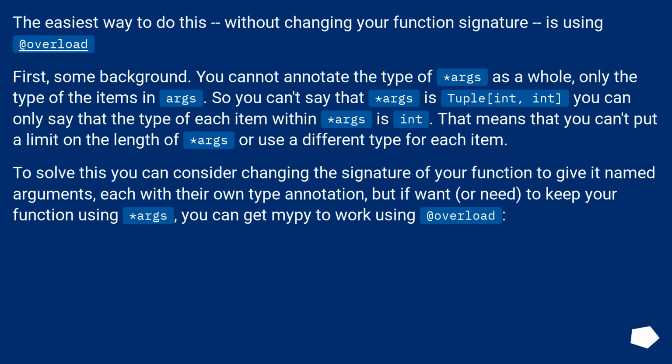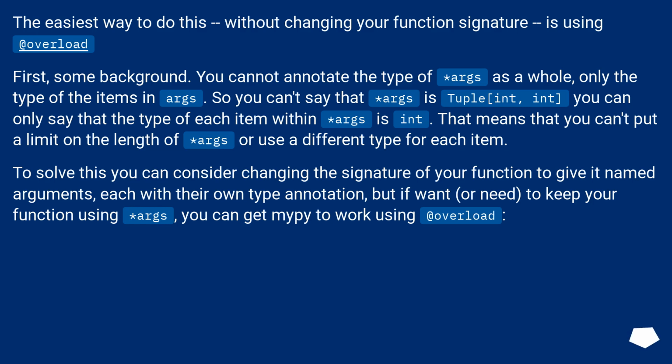The easiest way to do this, without changing your function signature, is using @overload. First, some background. You cannot annotate the type of args as a whole, only the type of the items in args. So you can't say that args is Tuple[int], you can only say that the type of each item within args is int. That means that you can't put a limit on the length of args or use a different type for each item.